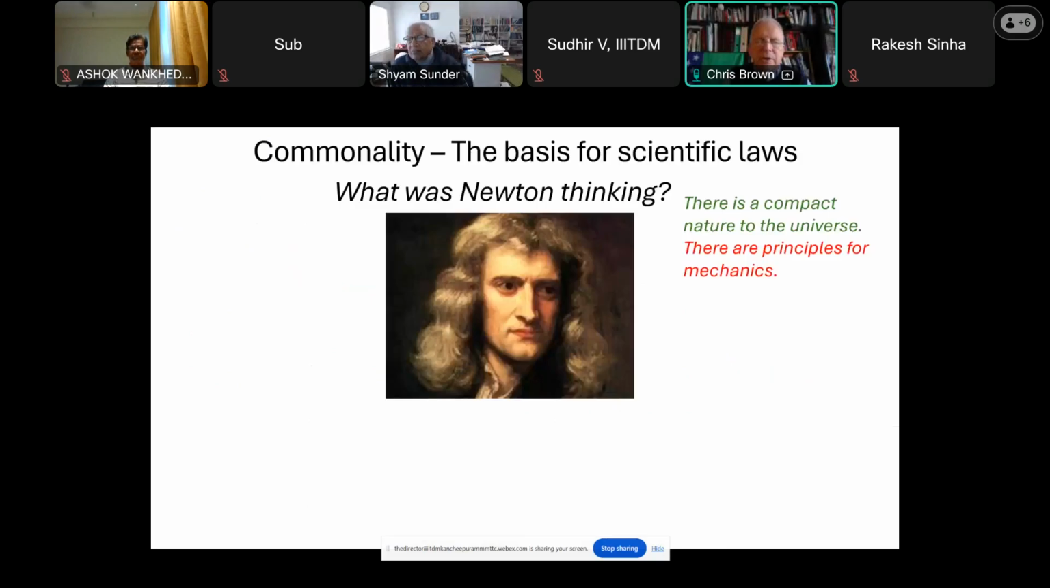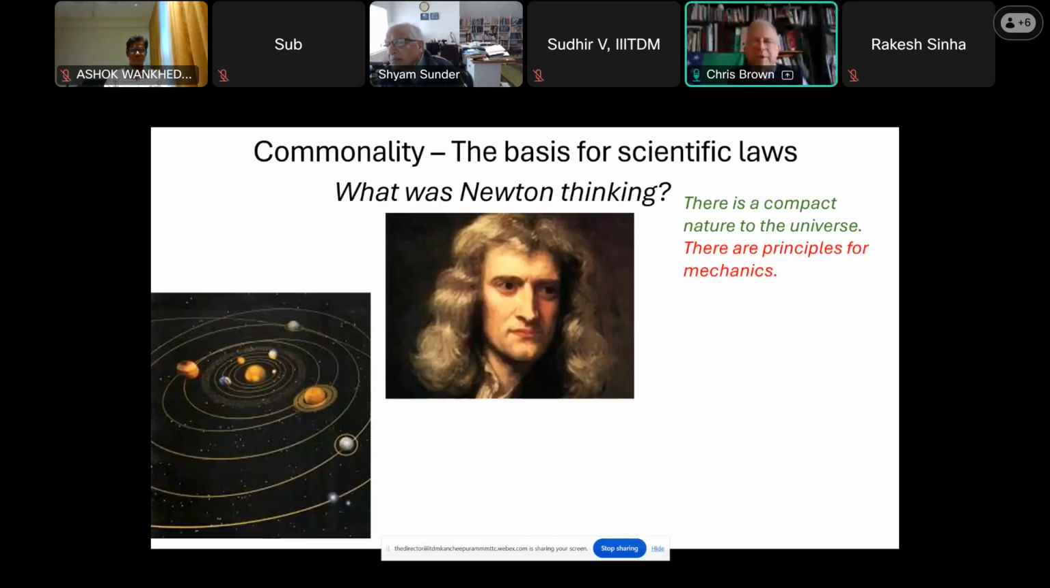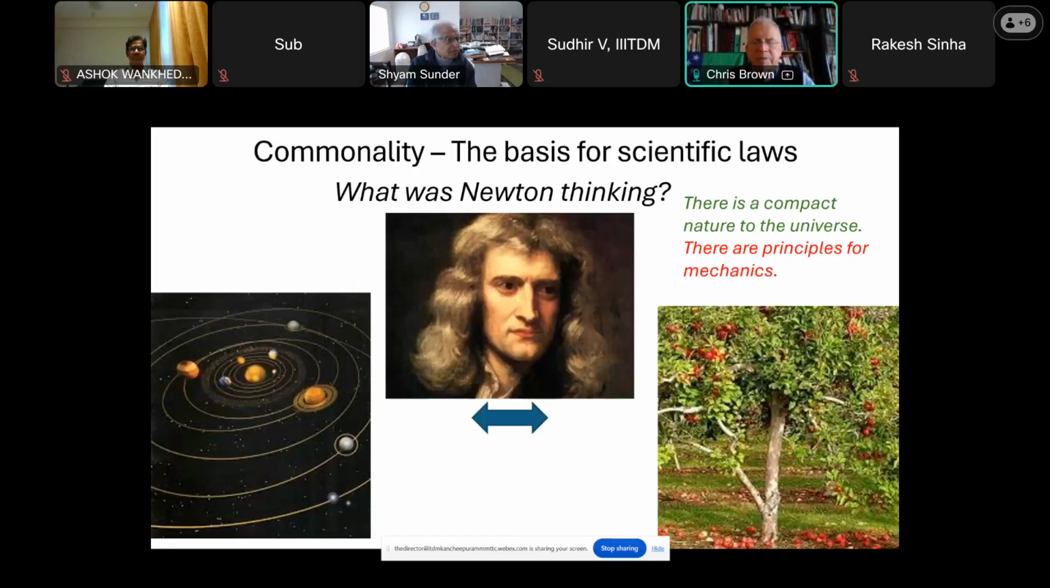I mean, if we look at Newton, the amazing thing was he recognized there is a compact nature to the universe, that things that might seem quite different can actually be associated by fundamental laws. So the motion of the planets and apples falling off a tree can both be explained by the principle of gravity.